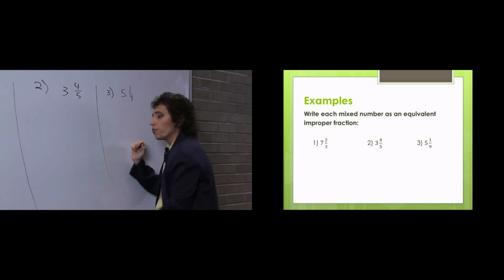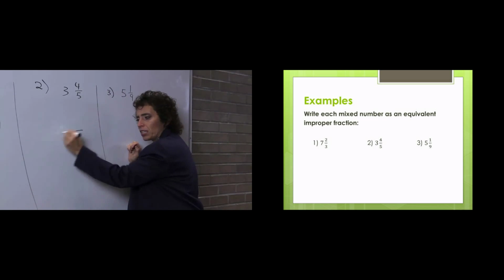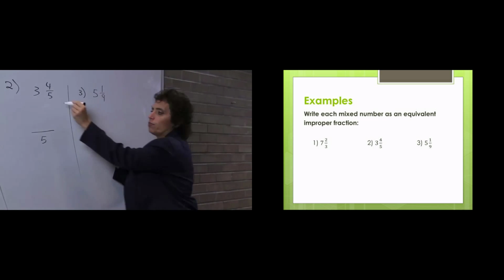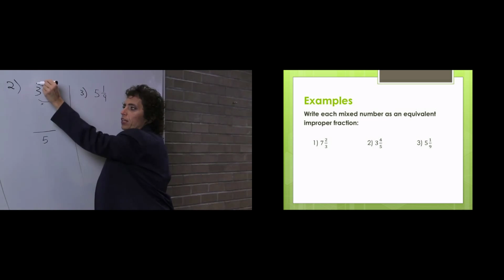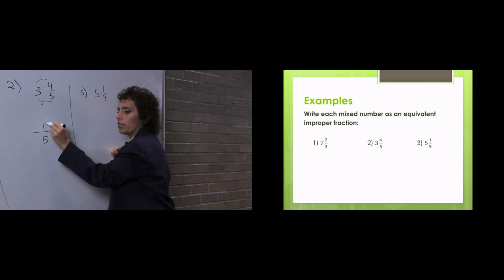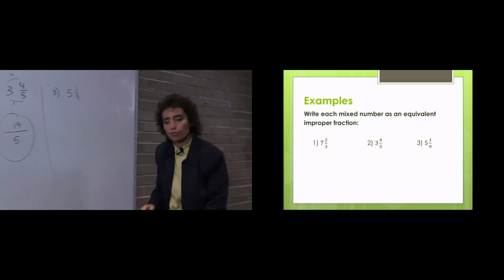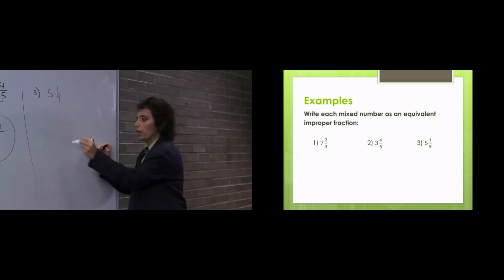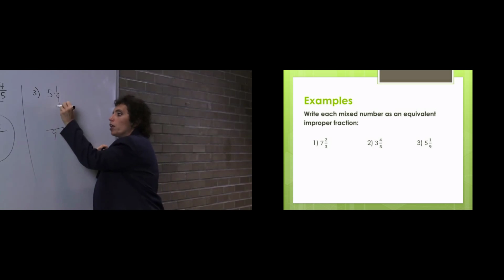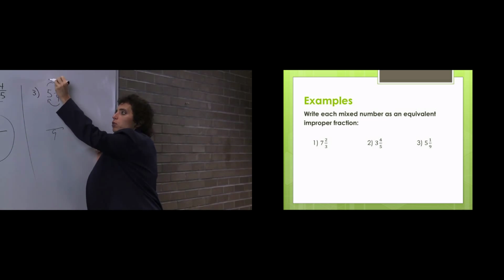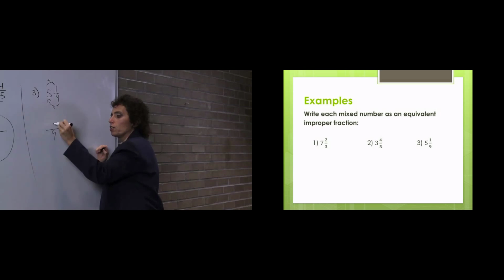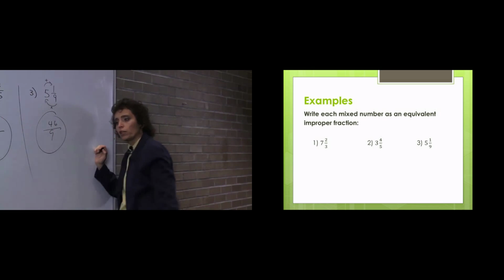Okay, now here, maybe it might be easy to put the denominator down first. Okay, 5 times 3 is 15, plus 4 is 19. So every time I do these, I'm going to write the denominator down first, because that never changes. Okay, so write the 9 down. 9 times 5 is 45, plus 1 is 46. So it's 46/9. Really, really, really easy.